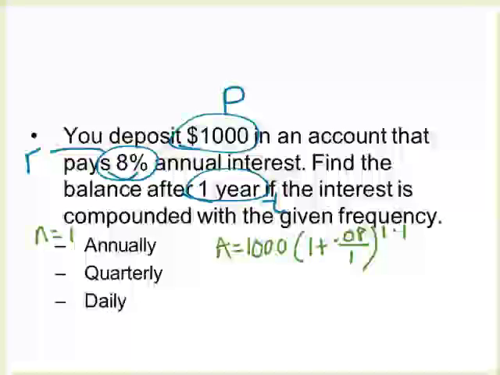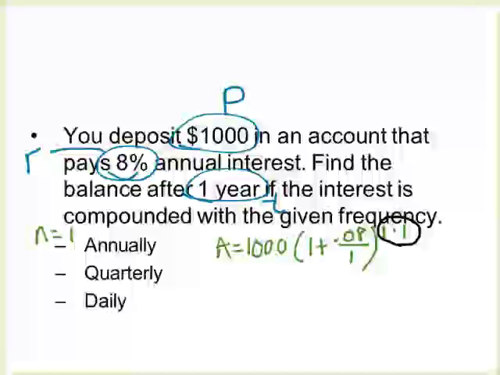A suggestion for calculating this. In your calculator, the first thing I would figure out is the exponent. Okay, 1 times 1. We don't really need our calculator for this one. But if we were doing it, say, daily, 365 for 5 years, I don't know what that is in my head. So the first thing I would calculate is whatever that exponent is going to be.